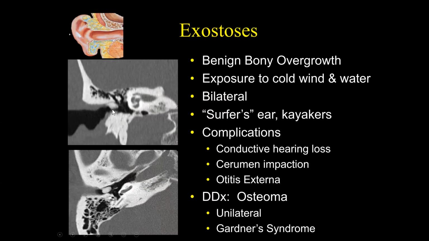Because it's stenotic, it's easy to get impaction of earwax and cerumen because the normal egress of the desquamated squamous epithelium becomes inhibited, and they're also prone to otitis externa. They can also be unilateral, and occasionally they're seen with Gardner syndrome.